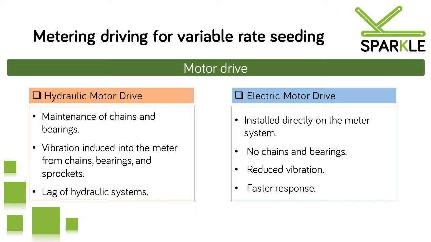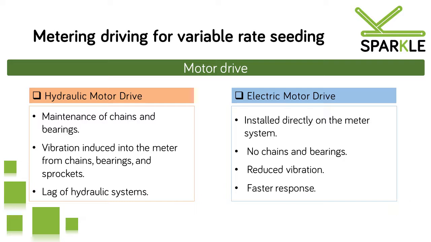As previously indicated, for variable rate application, the drive system operates directly on the seed metering unit. When a hydraulic motor is used, it usually drives the metering shaft. Therefore, some disadvantages still remain, such as maintenance of chains and bearings, vibration induced into the meter from chains, bearings, and sprockets, and leakage of hydraulic systems.